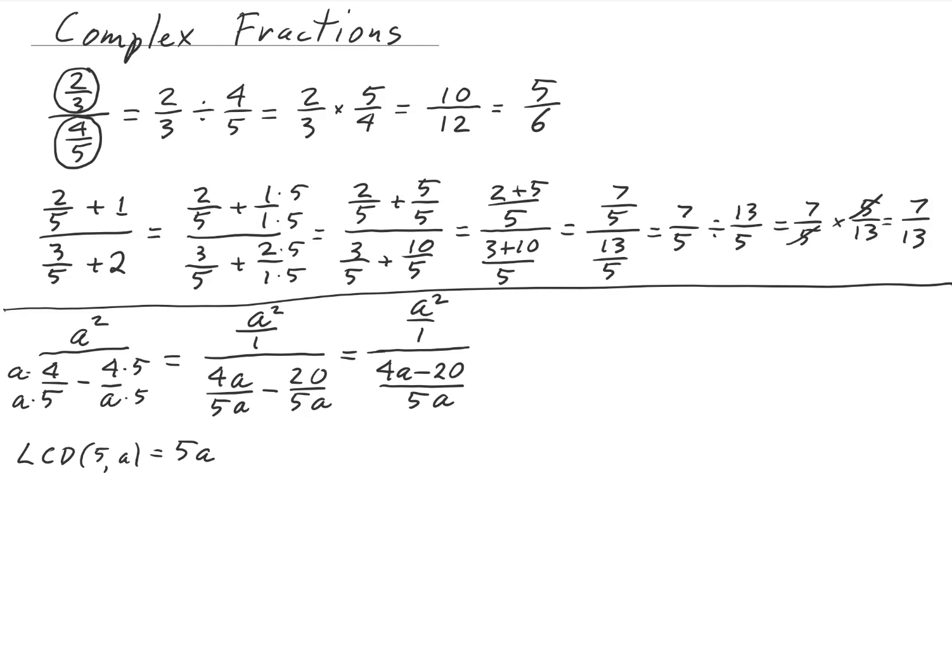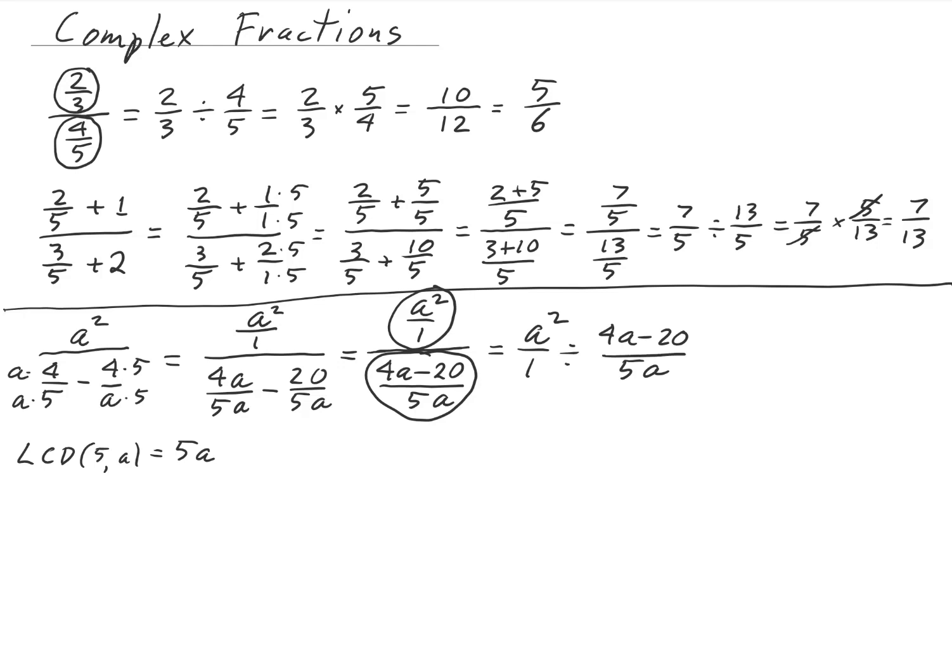Okay, so now I've got a single fraction on the top and a single fraction on the bottom. Now I can change that into a division problem. It's a squared over 1 divided by 4a minus 20 over 5a.